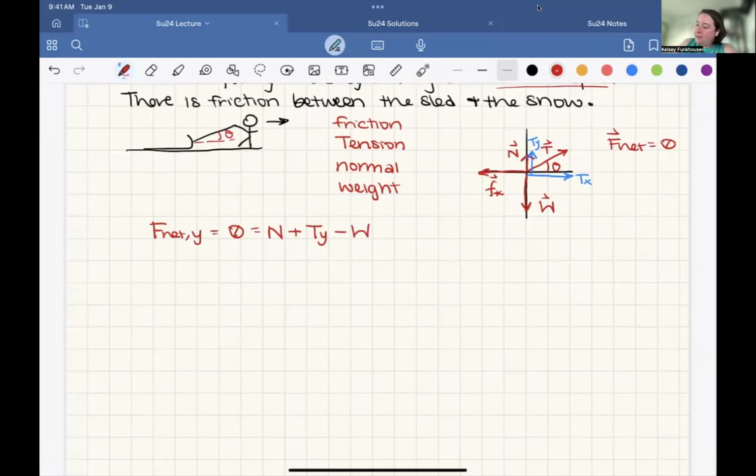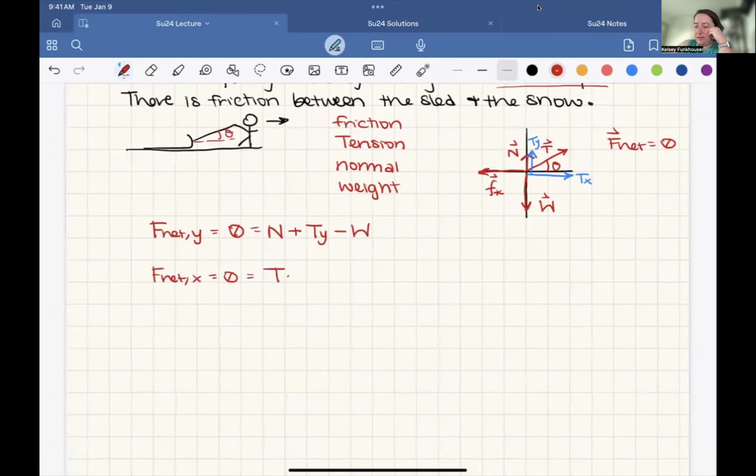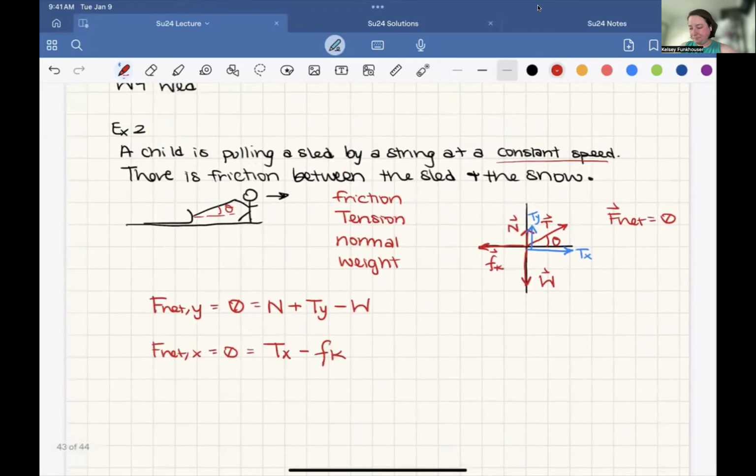And then in the X direction, F net X is also 0. The force that's pointing in the positive X is the X component of the tension. That one's first, TX, and it's positive. And then the friction is pointing in the negative X, so we subtract that. Okay, so those are the force equations for this example. We could do a little bit more, by writing the equation for what tension in Y and tension in X are, but we'll actually just do that in the next example. So I'm going to skip it for this one.